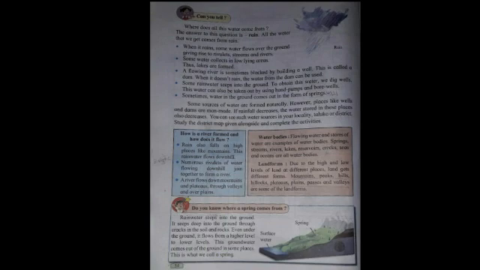A flowing river is sometimes blocked by building a wall. This is called a dam. When it doesn't rain, the water from the dam can be used. So children, the water from the dam is used.